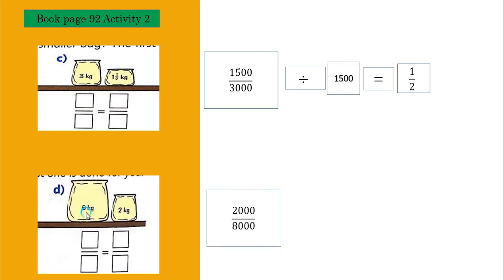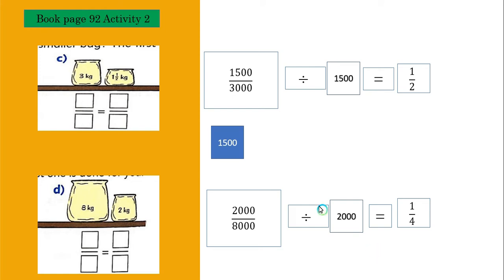Here, 8 kilograms and 2,000 grams. So 2,000 over 8,000 divided by 2,000. So 2,000 divided by 2,000, the answer is 1. 8,000 divided by 2,000, the answer is 4.